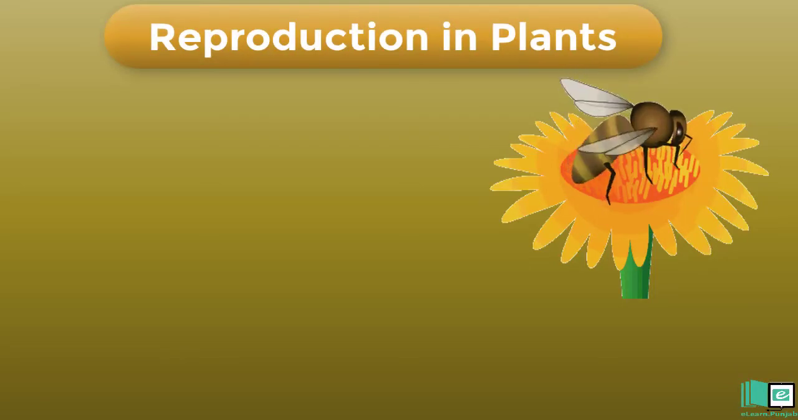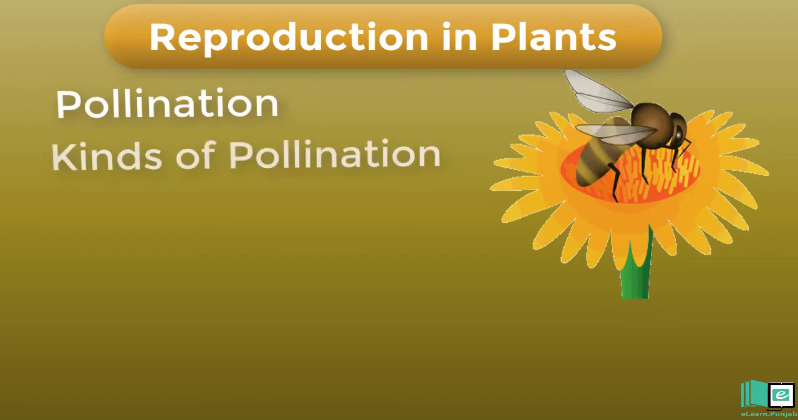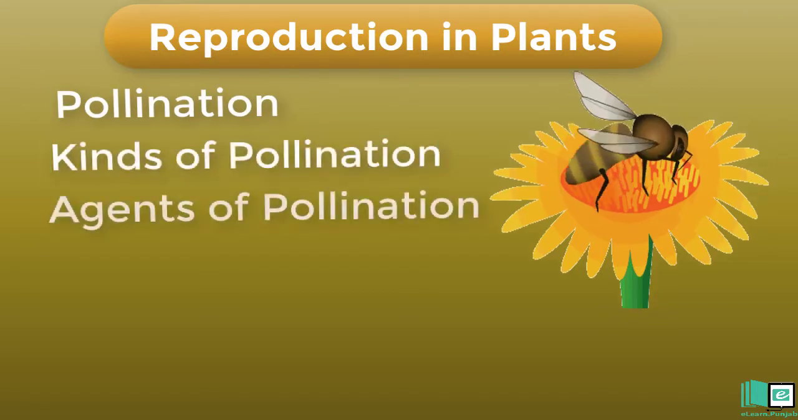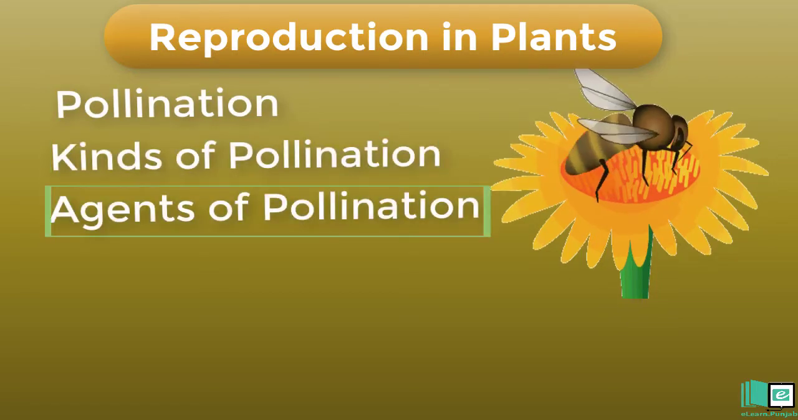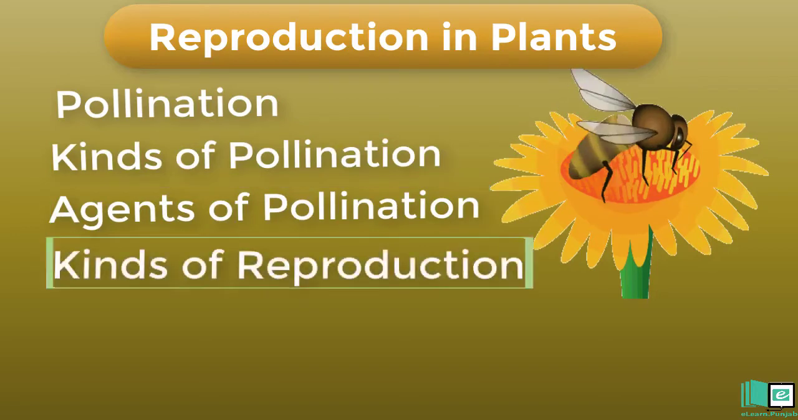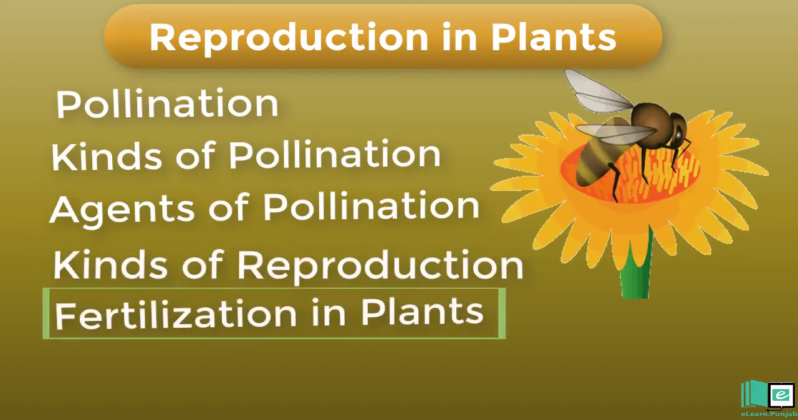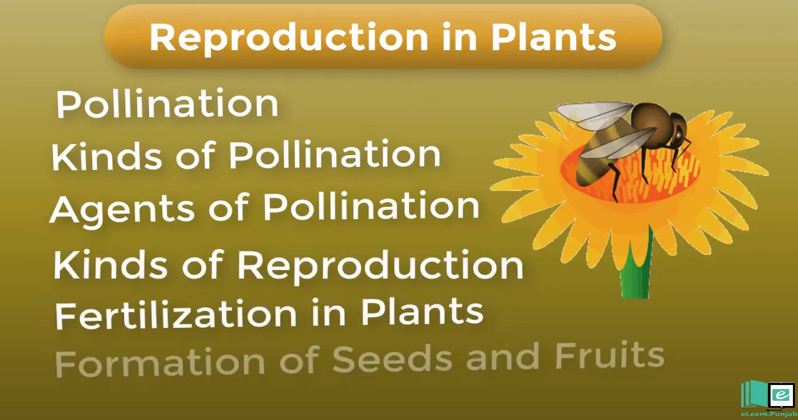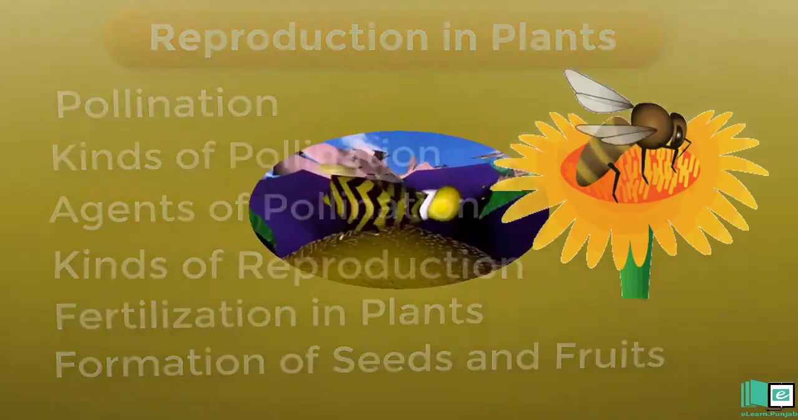Reproduction in plants. We will learn about pollination, kinds of pollination, agents of pollination, pollinators, kinds of reproduction, fertilization in plants, formation of seeds and fruits.